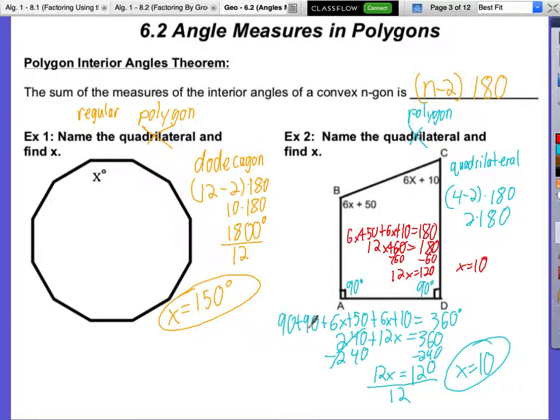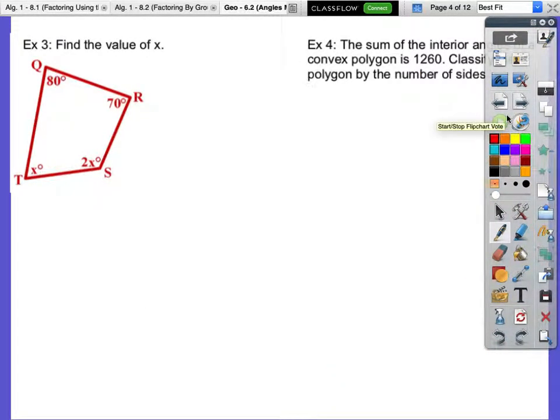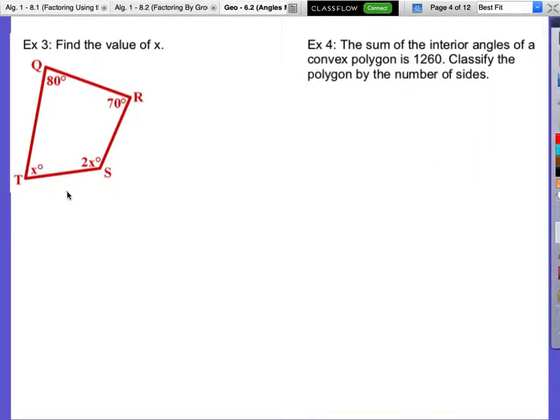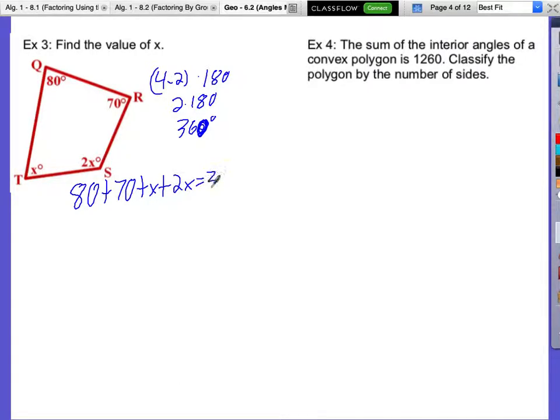Number 3. Okay. Questions? Has everyone, except for those who haven't gotten back from the bathroom, gotten number 3 checked? Can somebody tell me how to set this one up? I'll have Ian tell me. It's a quadrilateral, so it's going to add up to 360. If we were to do 80 plus 70 plus x plus 2x equals 360.